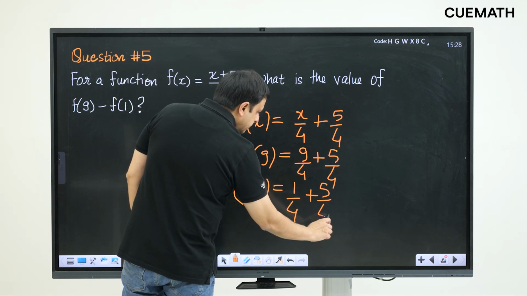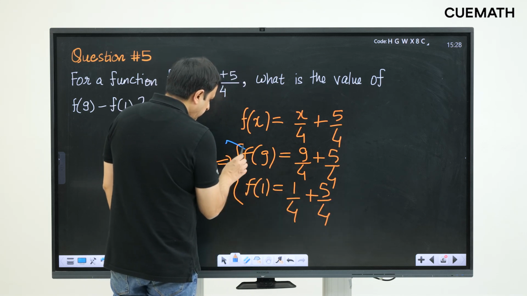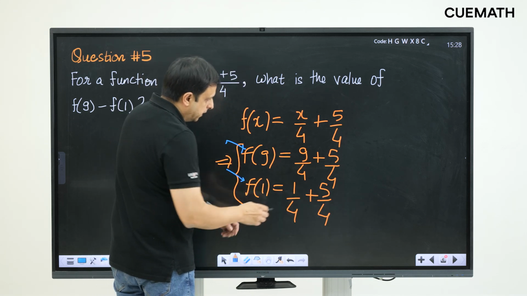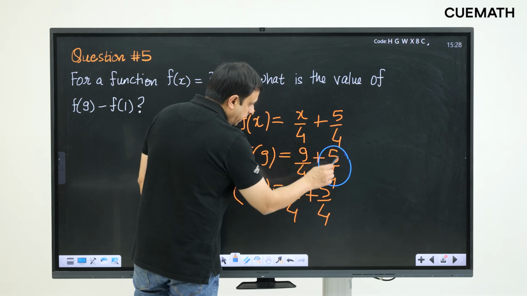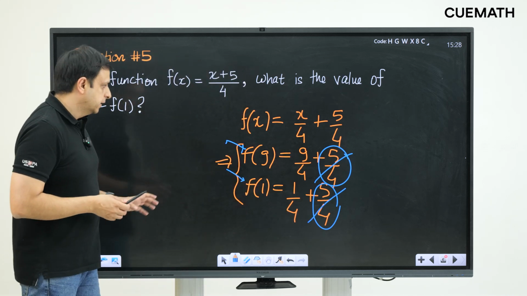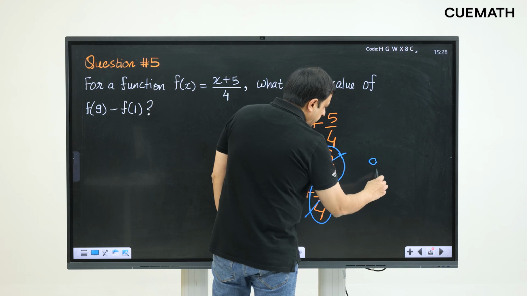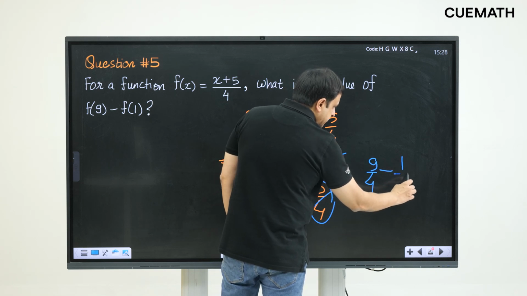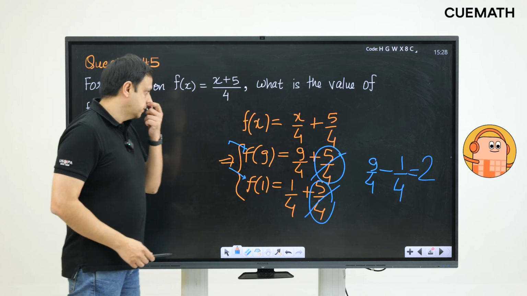And now if I take the difference of f of 9 and f of 1, I can see that it will be this minus this. So, this constant term 5 by 4 will cancel out from the two expressions. So, my difference will be 9 by 4 minus 1 by 4, which is 8 by 4, which is equal to 2. So, the answer in this case is 2.